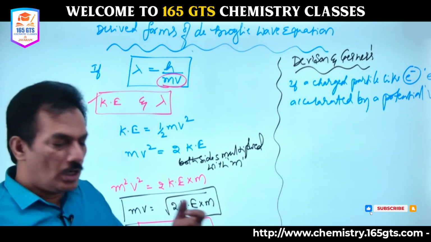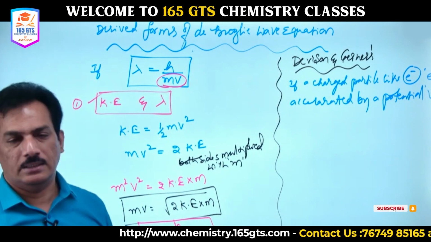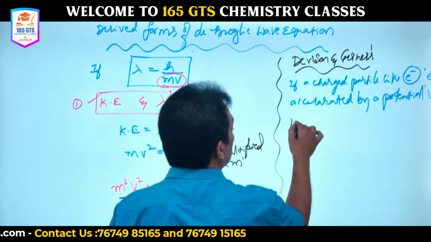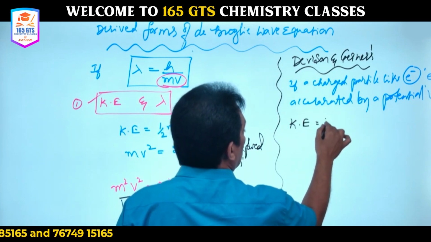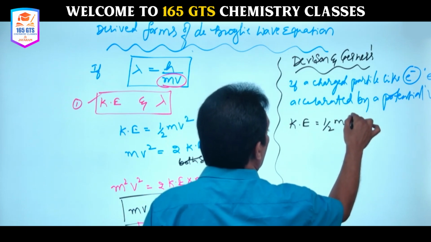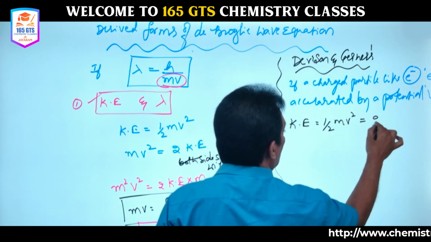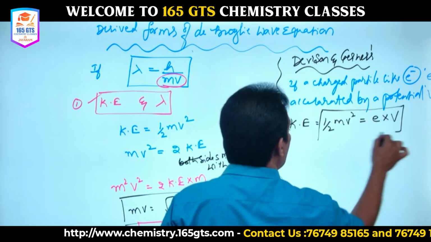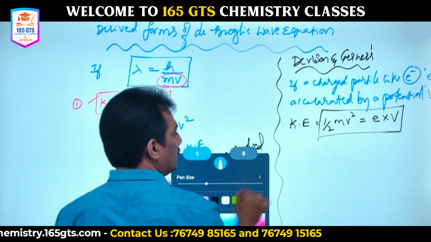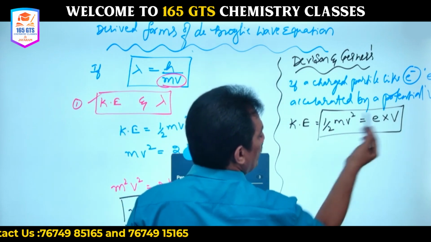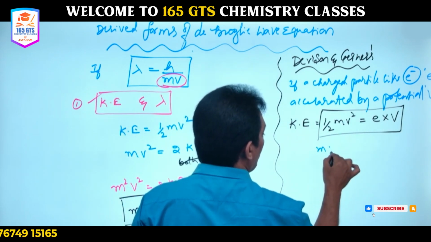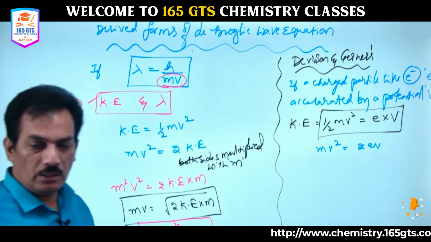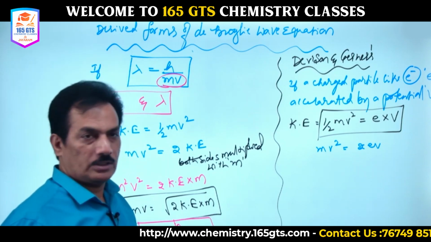Now the charged particle will get kinetic energy. Do you know the relation between these? Yes, that kinetic energy, which is half mv square, becomes equal to charge times potential. So half mv square is eV, mv square is equal to 2eV. e is the charge of the particle and v is the velocity.